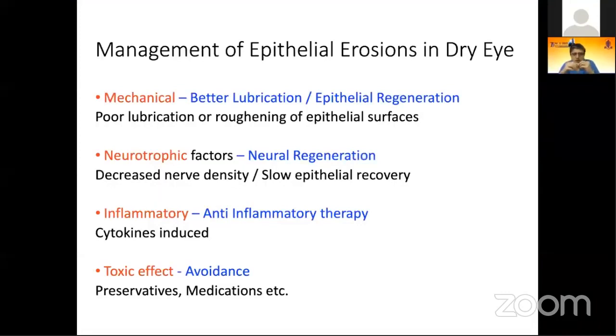So as we saw earlier, we need to treat each of the mechanisms which is responsible for causing epithelial erosions or epithelial surface breakdown. So for the mechanical problems, we need to improve lubrication, and best would be if we can use an agent which not only lubricates but also promotes epithelial regeneration. For neurotrophic factors and for inflammation, we need to use anti-inflammatory therapy, and we need to look at drugs which might aid neural regeneration. And to control the toxic effect of medications, we need to be very selective in what drops that our patient should be using so that the ocular surface stays protected.